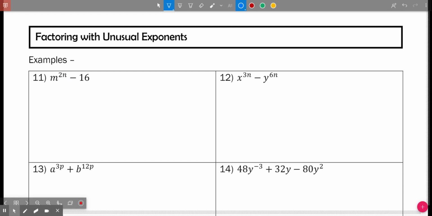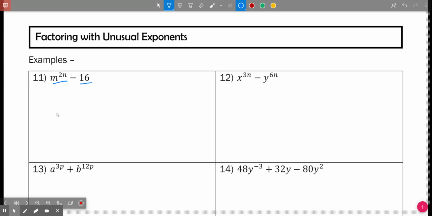Take a look at some examples with some rather unusual exponents. So, in number 11, m to the 2n power minus 16. Well, anything that has an even exponent is a perfect square. And if you multiply any number by 2, you're going to have an even exponent.